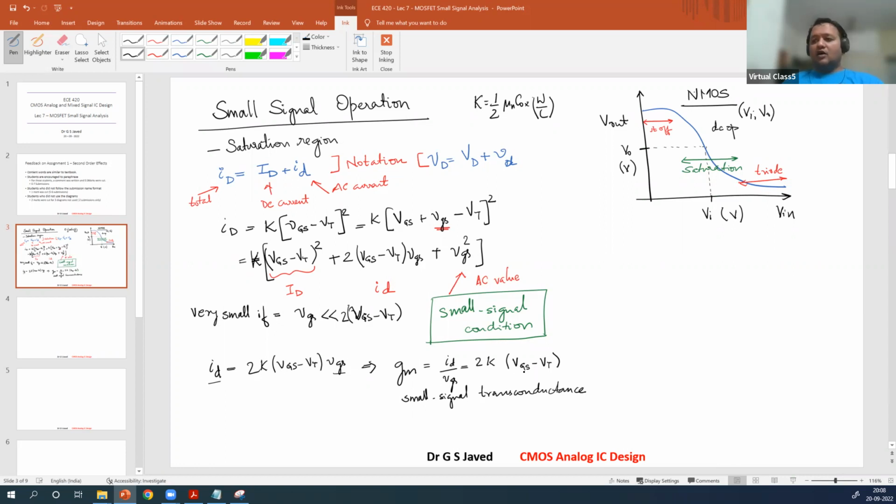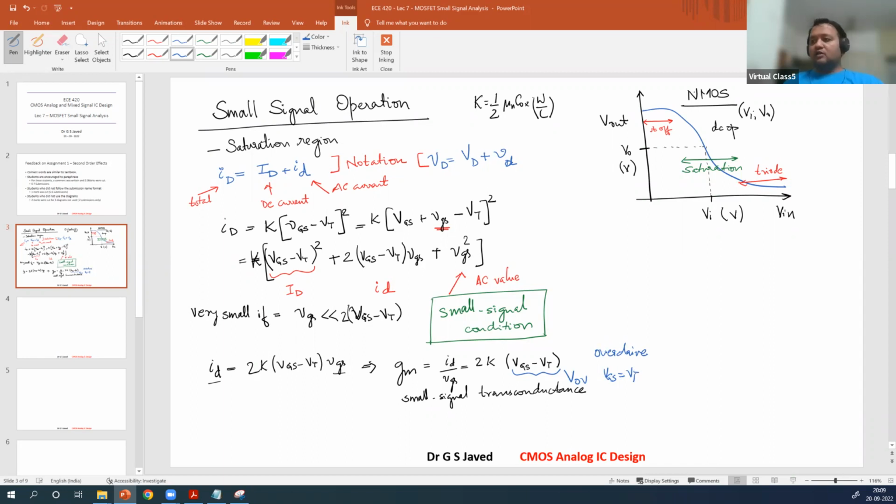Right? This value is also called the overdrive voltage, which is VGS minus VT. What does that mean? When VGS is equal to VT, you are at the threshold. As you increase the VGS value, you are putting the transistor into an overdrive mode. You're driving it more. That is why this is called the overdrive voltage: it is how much VGS is greater than VT.